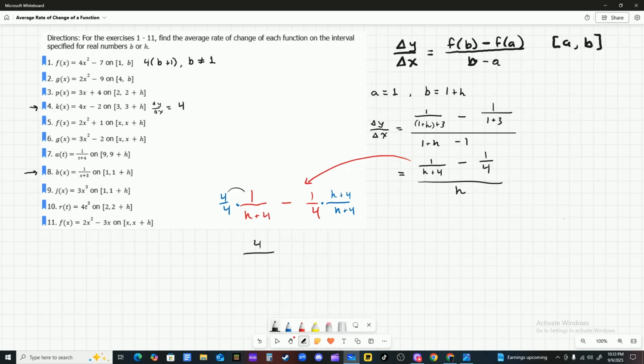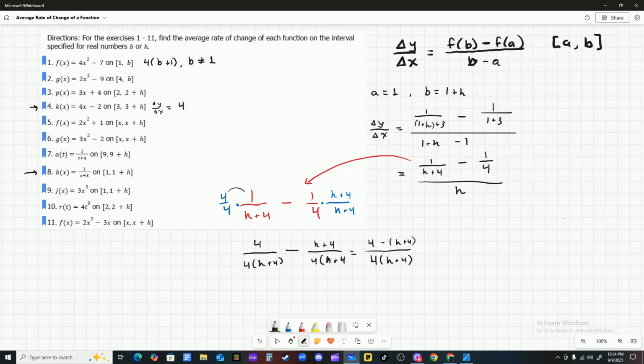4 times 1 is 4 over, well, 4 times h plus 4 is simply 4 times h plus 4, like that. Minus, well, 1 times h plus 4 is the same thing as h plus 4 over 4 times h plus 4. Now we can see that the denominators are equal. So we can combine the numerators now under one denominator. So 4 minus h plus 4 over 4 times h plus 4.